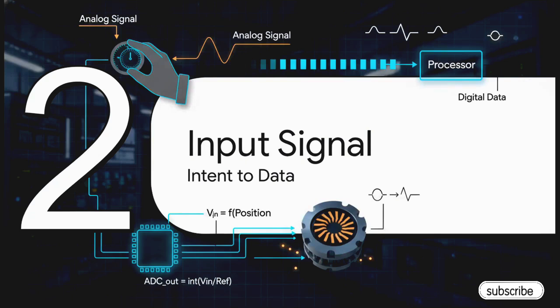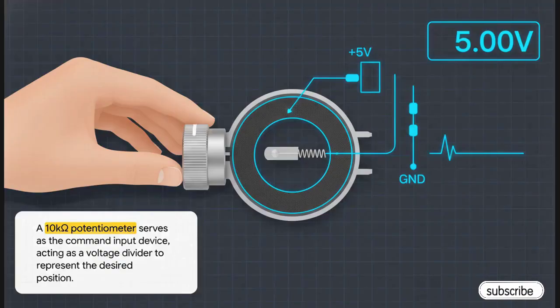This is where the magic begins, really. It's the stage where we take an operator's physical intent, turning a knob, pressing a button, and translate it into clean digital data that the processor can actually understand. In the system we're looking at, our human-machine interface, the HMI, is a simple 10 kilo-ohm potentiometer. Now, it might look basic, but its function is absolutely critical.